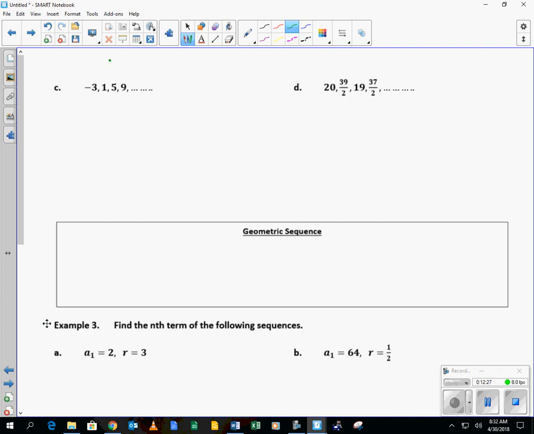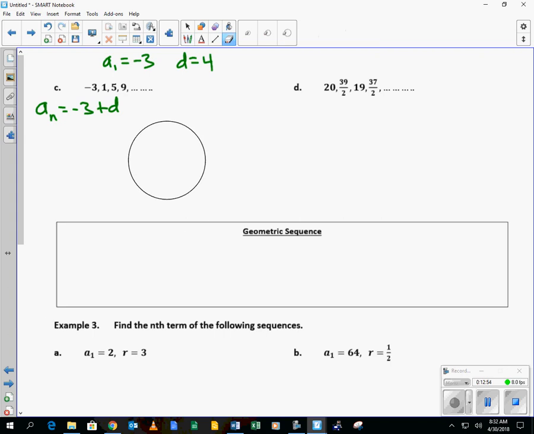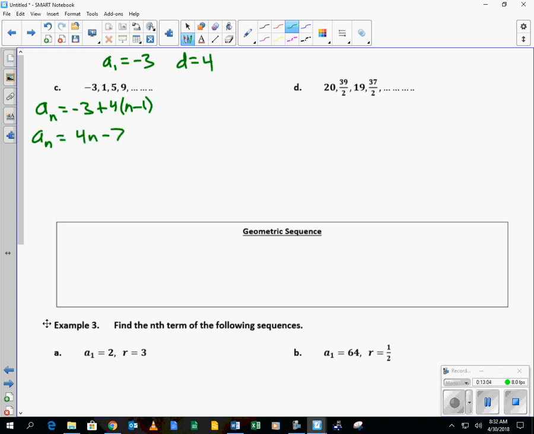Oh boy, what's different? It gives you the sequence. If I only knew what a sub 1 was, what's a sub 1? Oh, I do know that. And if I only knew what the difference was, what is it? 4. Can I now write the sequence? So a sub n is equal to negative 3 plus the difference, which is 4, times n minus 1. So a sub n is equal to 4n minus 7, it looks like.